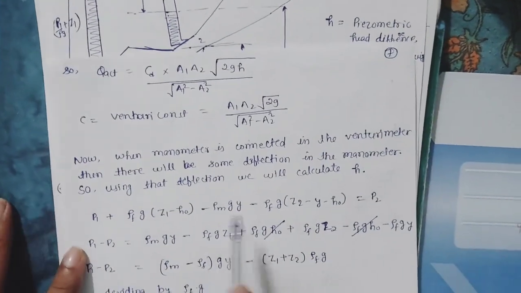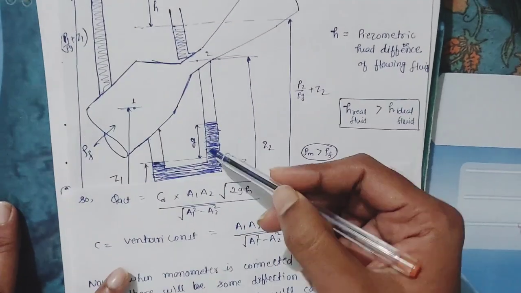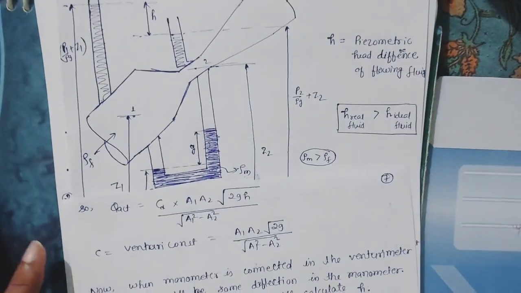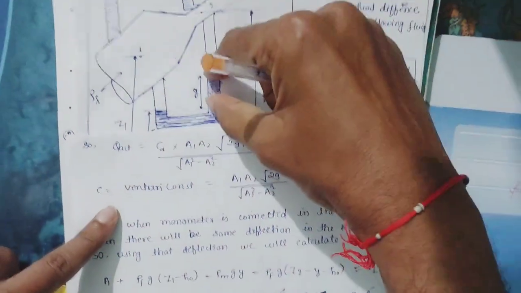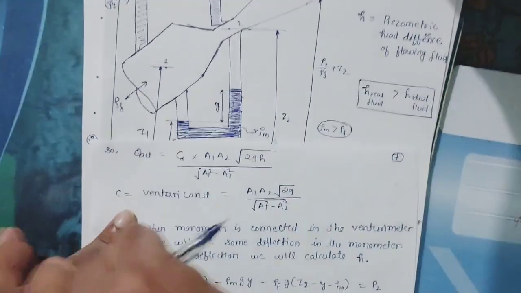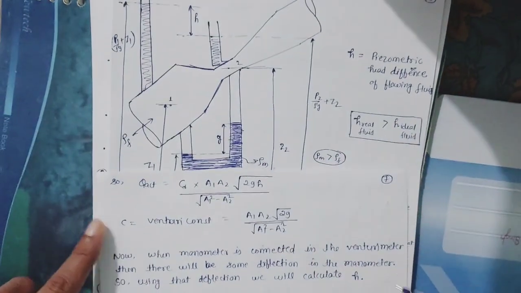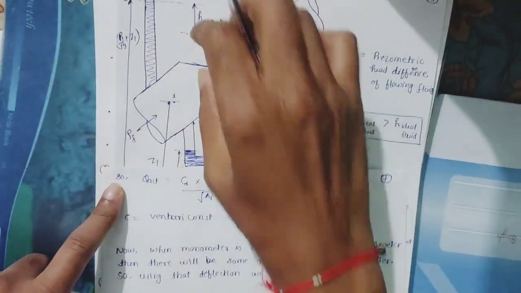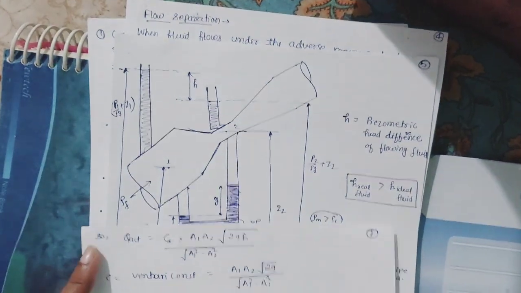Now when a manometer is connected in the Venturimeter, here the manometer is connected in this Venturimeter, so there will be some deflection in this manometric fluid when the fluid is flowing through this pipe. So using this deflection we will calculate the piezometric head difference.